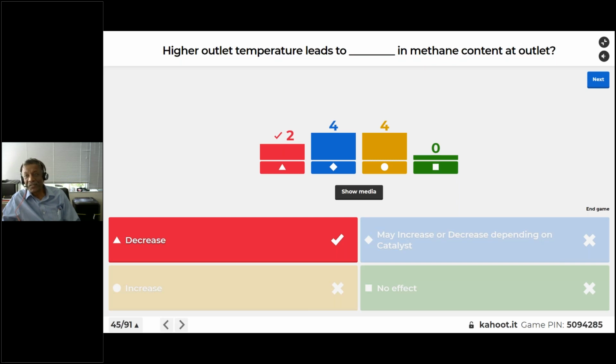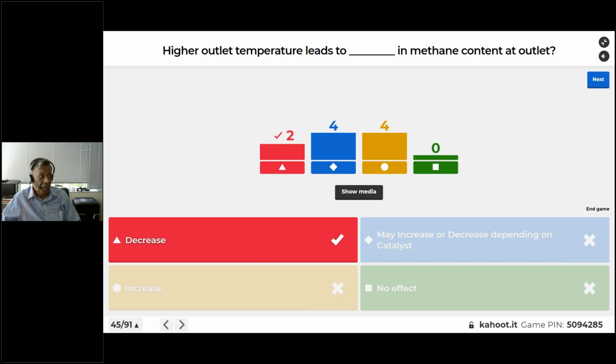Remember, this is an endothermic reaction. Endothermic reaction means it needs heat. So the more you heat, the more reaction will take place. So the methane content will go down. Higher temperature.